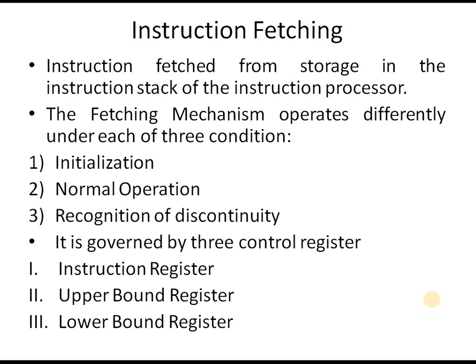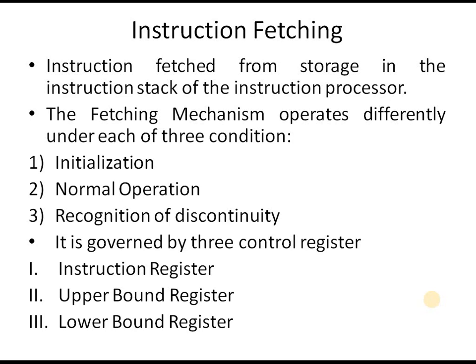As each instruction double word is fetched during initialization, the upper bound register is incremented until any of three conditions occur. First, the address in the upper bound register is 4 double words higher than that of the instruction register. Second, a branch instruction is decoded that sets conditional mode. Third, a discontinuity is recognized. When the instruction stack is full, initialization is completed.